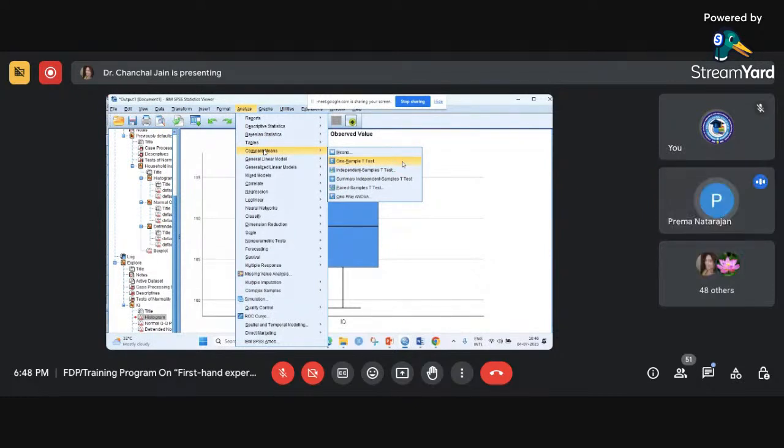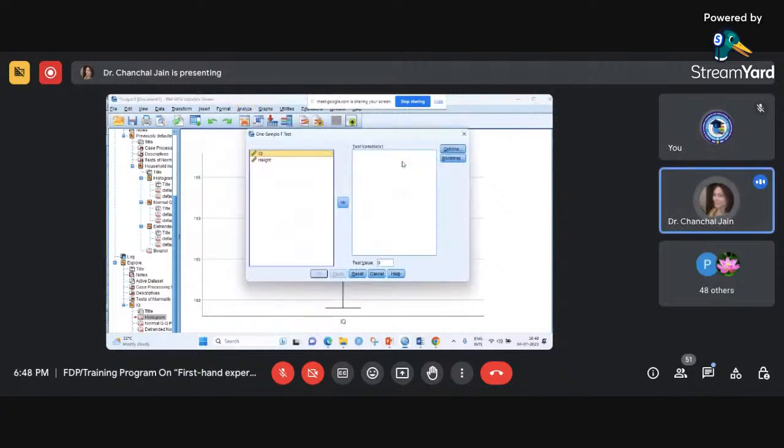Yes, ma'am. So I'm clicking on one sample t-test. Now you are knowing this thing, your test variable is IQ, that you need to shift from the left box into the right box. And in the test value, you need to give here the population mean. So usually the average mean is generally known as 100, right?